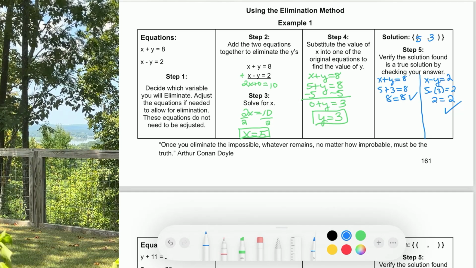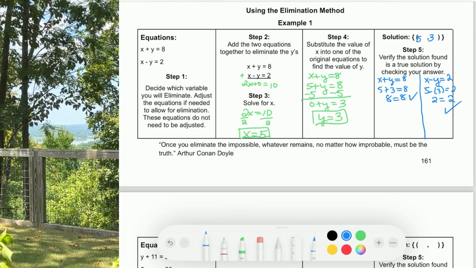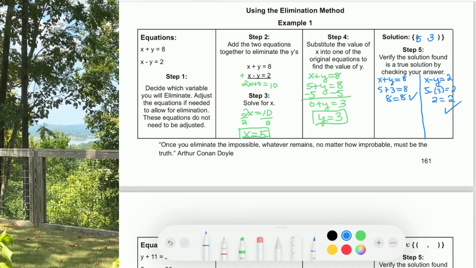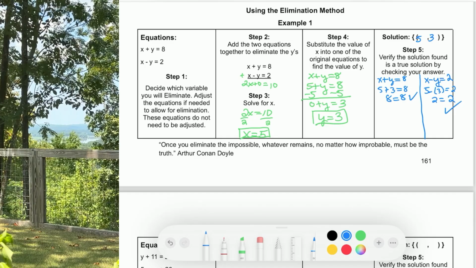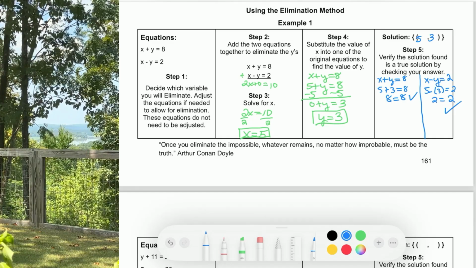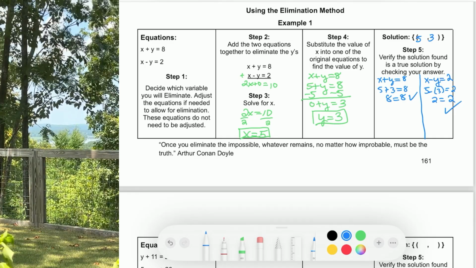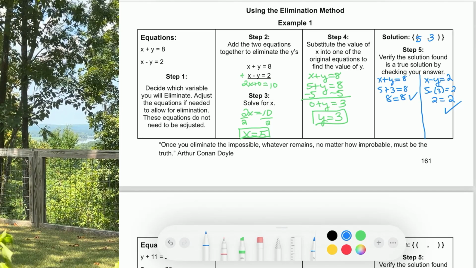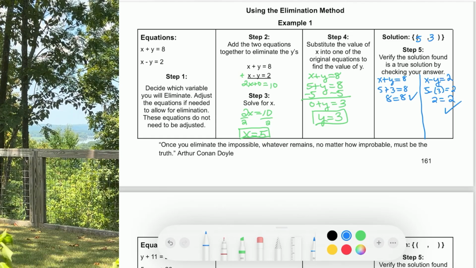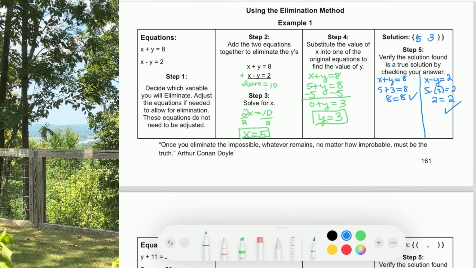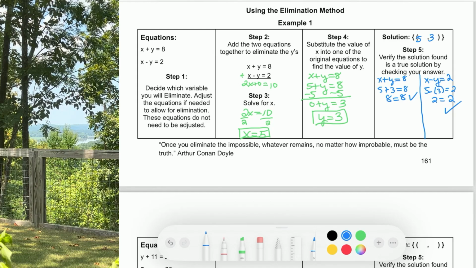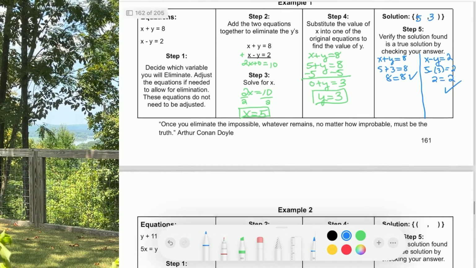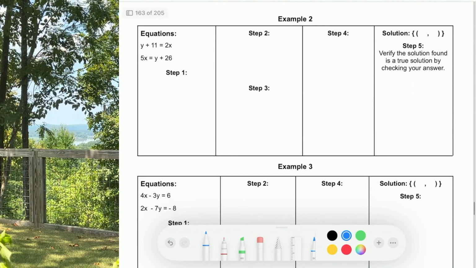Now I want you to notice there were a lot fewer steps in this problem compared to the substitution problems of the previous section. Both methods are valid, and depending on the problem, one might be better than the other. So what I want you to notice as we go through these is that you can use either method, and you'll determine which method you want to use to solve the same types of problems. All right, let's look at the next example.